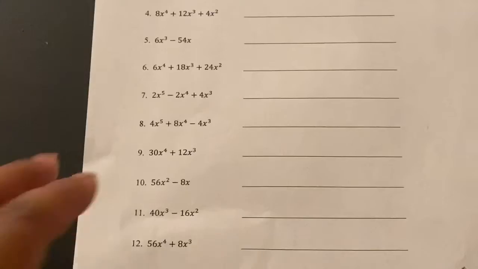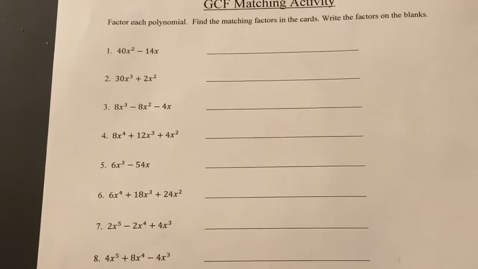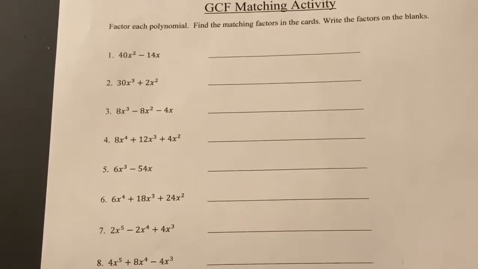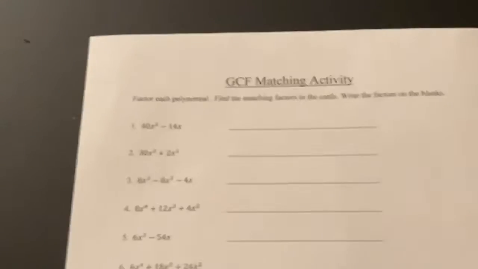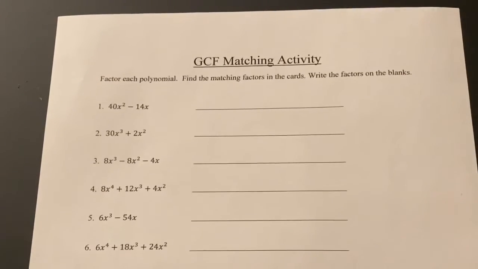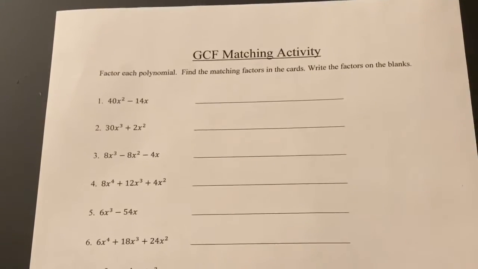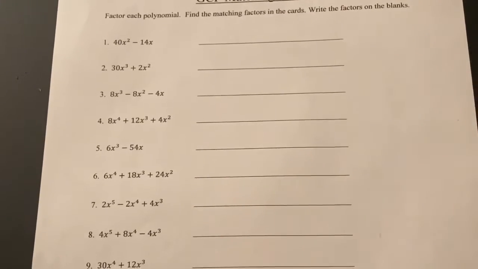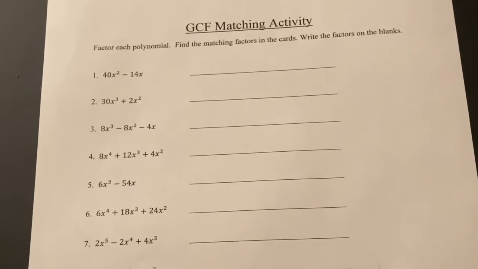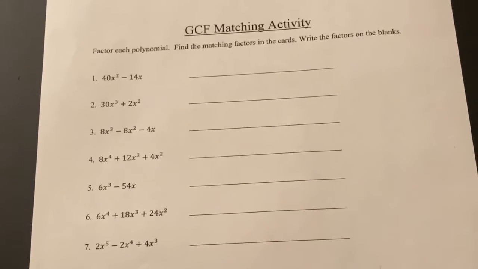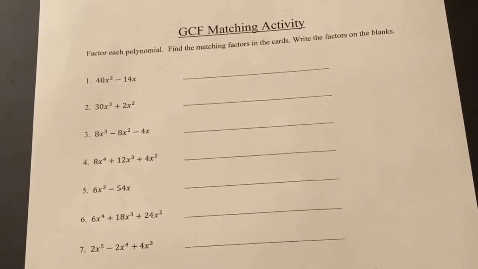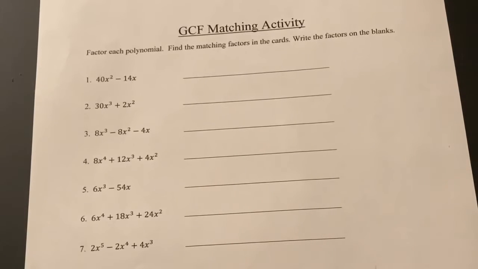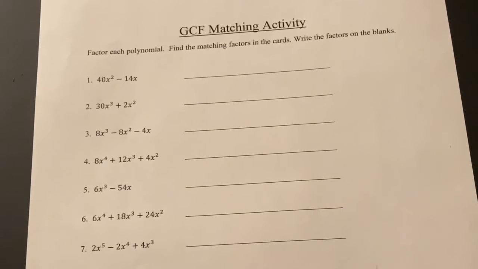You're going to get this GCF matching activity paper, and it has 12 problems on it. Your job, the instructions say, is to factor each polynomial, find the matching factors in the cards, and write the factors on the blanks.